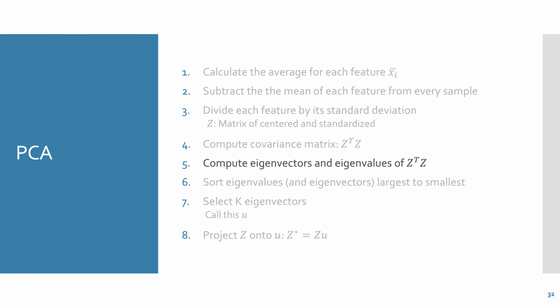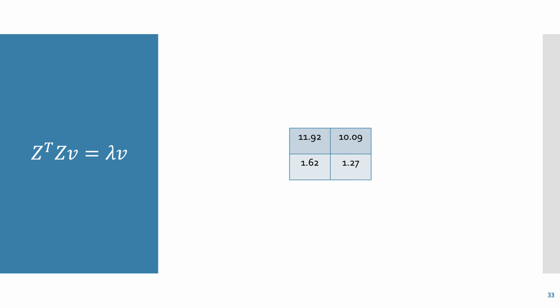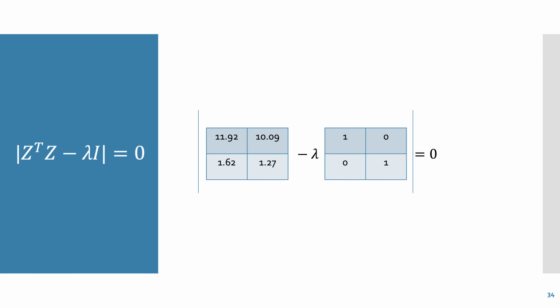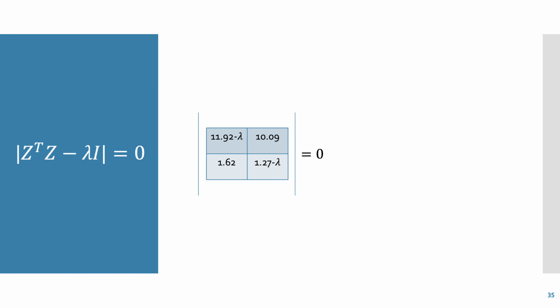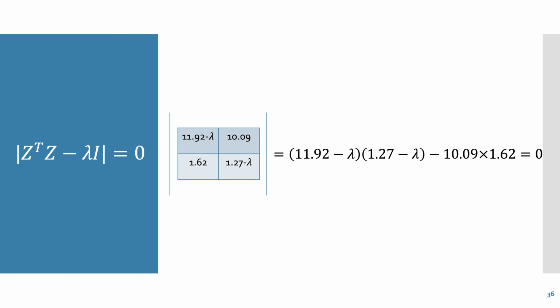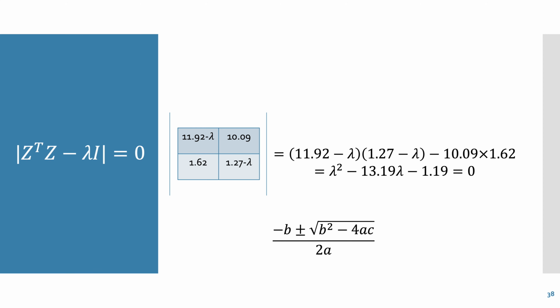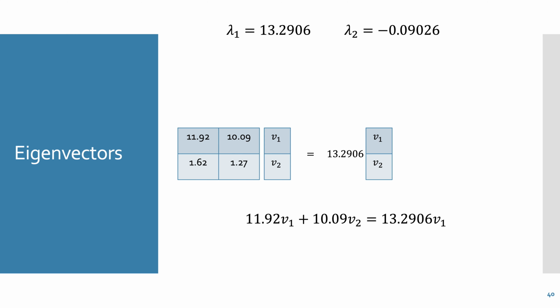Now we compute the eigenvectors and eigenvalues of the covariance matrix. We have our eigenvector equation on the left with A replaced with the covariance matrix Z transpose Z. We use the characteristic equation. Reducing the left side of the equation gives us this. Taking the determinant gives us this equation. Reducing that gives us a quadratic equation that is set to 0. Using the quadratic formula, we get the following eigenvalues. Lambda 1 equals 13.2 and lambda 2 equals negative 0.09. Now we need to plug these eigenvalues in and solve for the eigenvectors.